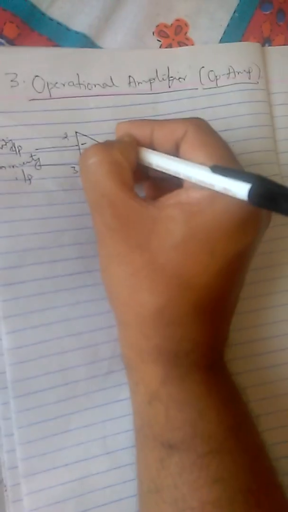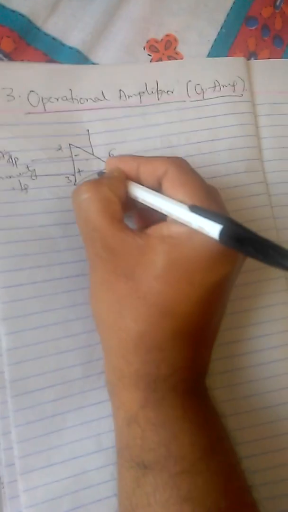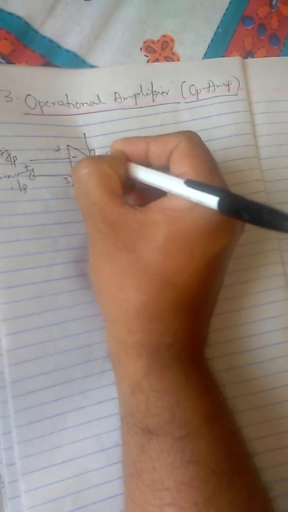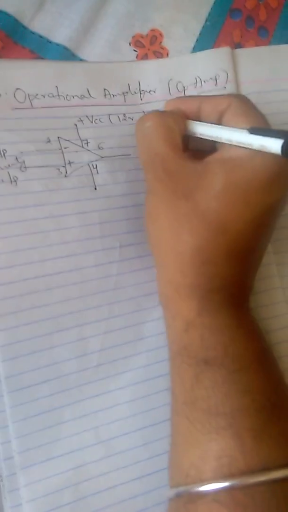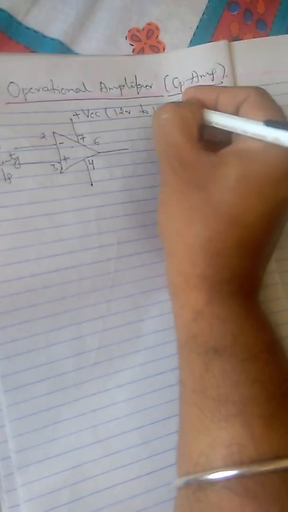And for this IC we need to provide two types of supply. One is positive supply, it has to be given to pin number 7, then negative supply to pin number 4. For pin number 7, whatever the supply we are giving, we call it plus VCC, and the range varies from say 12 to 15 volts. And for pin number 4 we need to give the negative supply, that is minus VEE, and the range varies from minus 12 to minus 15 volts. Okay.